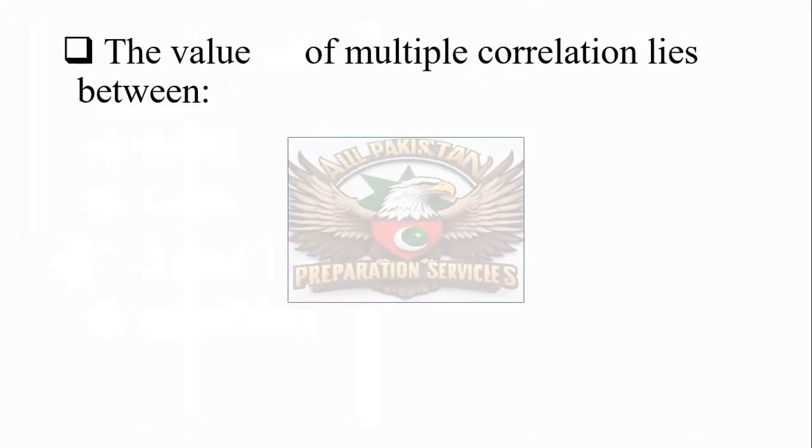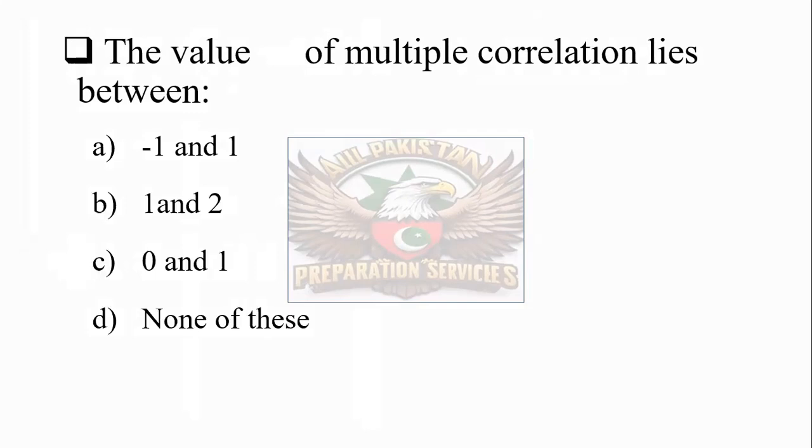The value of multiple correlation lies between -1 and 1, 1 and 2, 0 and 1, none of these. And the correct one is 0 and 1.